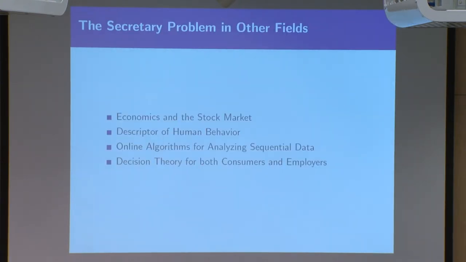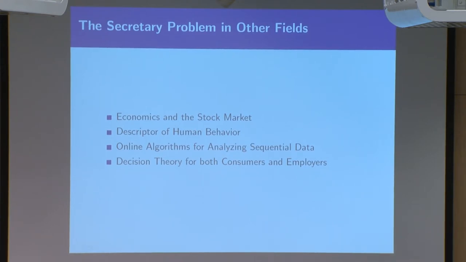There are many applications of the secretary problem because it's such a natural problem to consider. For example, you can use some variant of the secretary problem to decide whether to hold on to a stock or sell a stock. In addition, you can use a secretary problem to describe human behavior if you add some sort of cost function that, for example, if you are trying to find the best gas station, you'd rather choose the best gas station earlier than later. In addition, you can use a secretary problem to model online algorithms for analyzing sequential data or algorithms where you're trying to analyze data points one at a time. And finally, you can use the secretary problem to analyze decision theory for both consumers and employers, which is what the problem was made for initially.